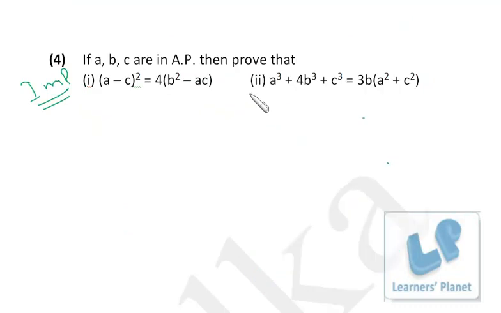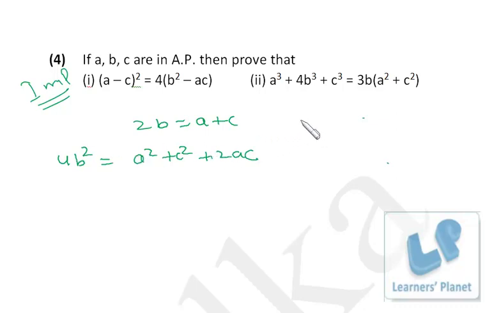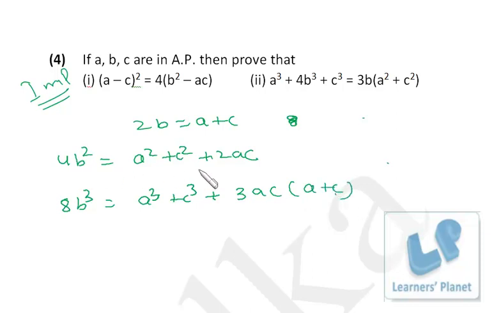Now this one, A cube plus 4B cube plus C cube is this. We have to prove this. A, B, C are in AP. If A, B, C are in AP, 2B will be equal to A plus C. So that means 4B square will be equal to A square plus C square plus 2AC, if we square both the sides. Similarly, if we cube both the sides, what will we get? 8B cube is equal to A cube plus C cube plus 3AC times A plus C. This is squaring both the sides, and this is what we get by cubing both the sides.